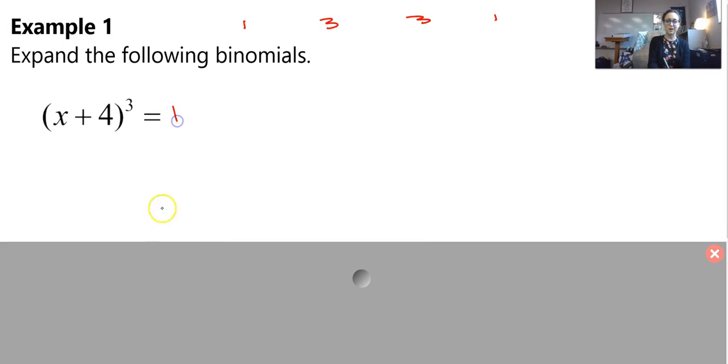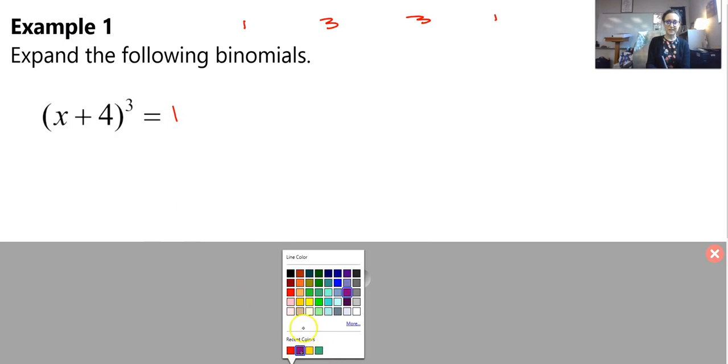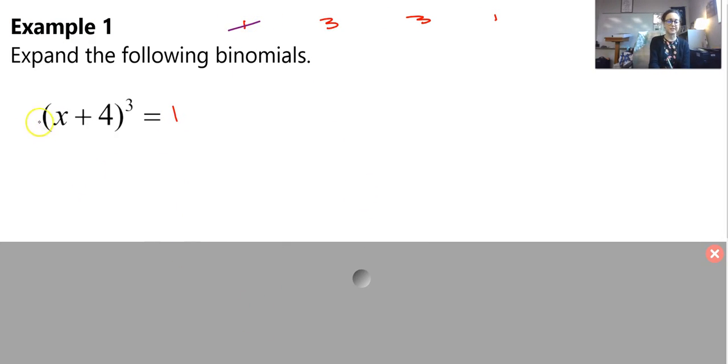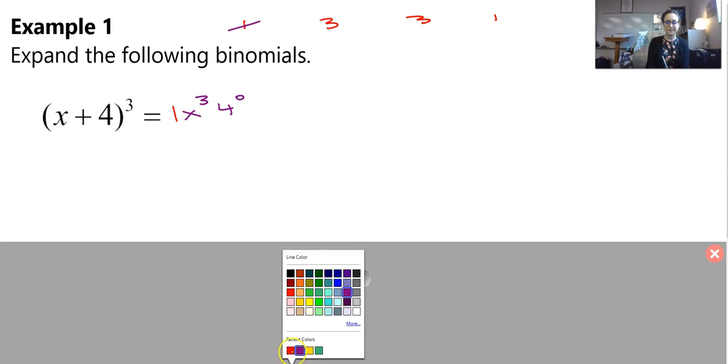So I'm going to grab the 1, and then I'm going to cross it off here because I've marked it. I'm going to start with my x with the power of 3, and my 4 with the power of 0. And I know 4 to the 0 is 1. I'm just going to write it all out and then clean it up in my second step. It's still a lot faster than all that foiling, okay? Then I'm going to go plus.